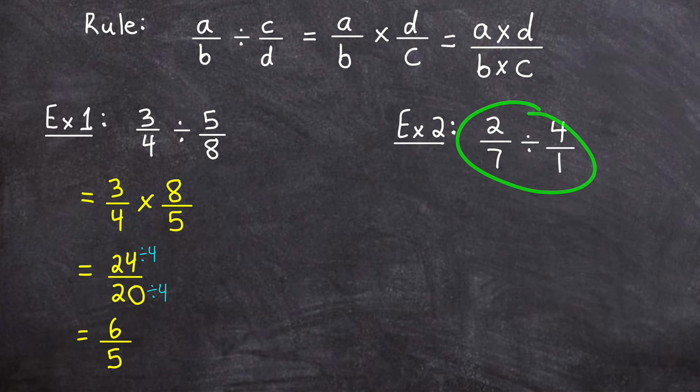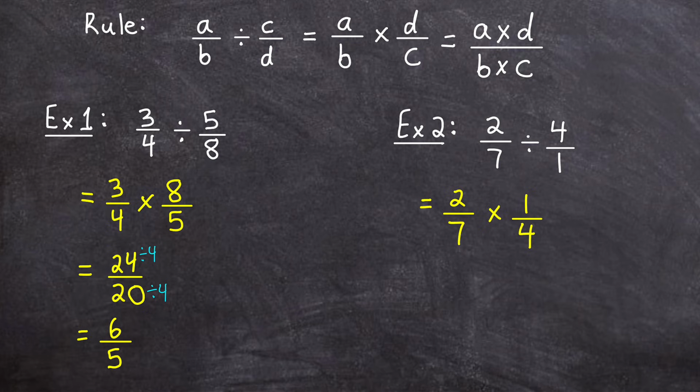And then to evaluate this, the first thing we'll want to do is change it to a multiplication question. And to do that, I know that I keep the first fraction the same, change division to multiplication, and flip the second fraction. So instead of 4 over 1, it becomes 1 over 4. And then why don't I look to do my reducing before doing the multiplication this time?